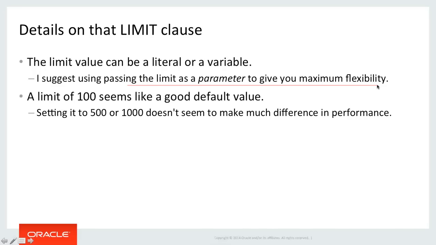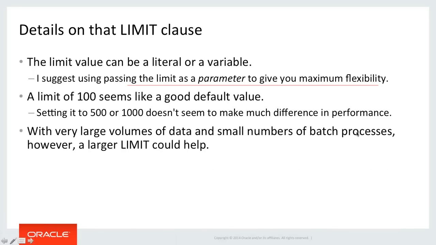A limit of 100 seems like a good default value. You can set it higher, 500, 1,000, and it doesn't seem to make that much of a difference. But certainly we've seen more extreme situations where you're dealing with massive amounts of data, and the larger limit was helpful to developers. So for most scenarios, starting with a limit of 100 is probably good enough. But do be ready to experiment with different sizes of limits. You have to make sure you've got enough PGA memory, and then you can examine if it does make a difference in performance.